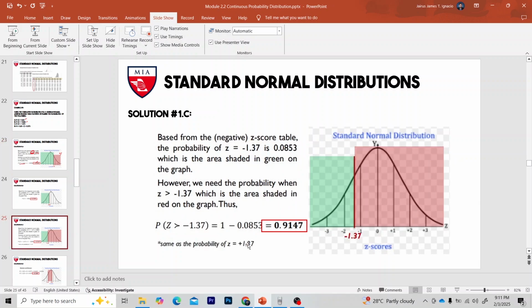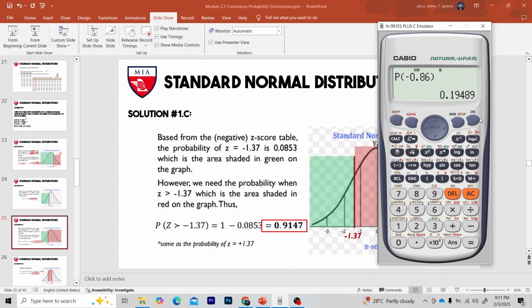So, in this case, the value of our z in terms of negative 1.37 is 0.0853. So, let's verify it. Okay. So, by using the calculator, the stat function, so we have 1, 5. So the probability is negative 1.37.